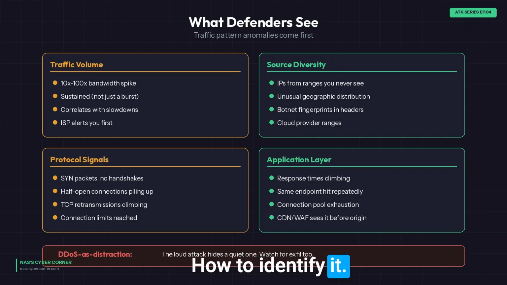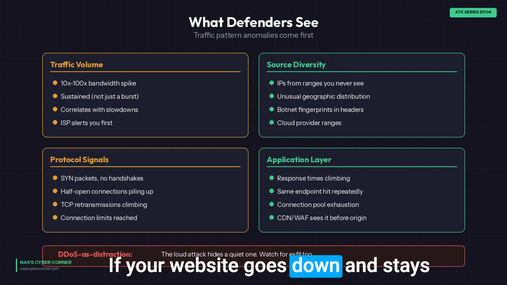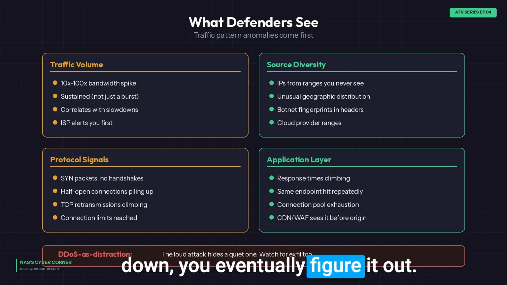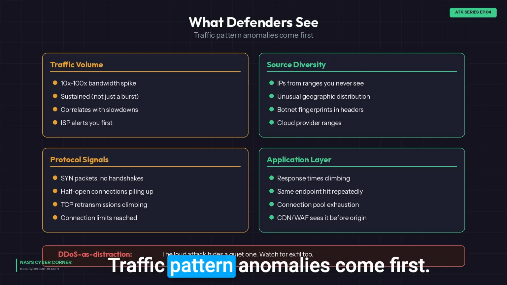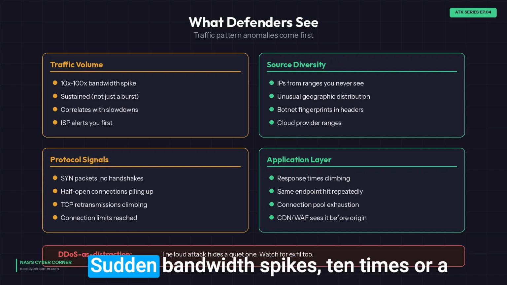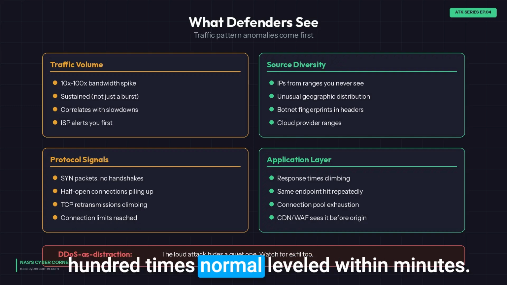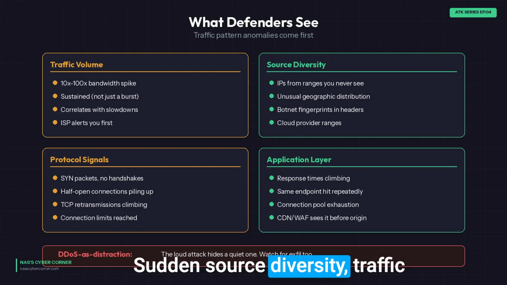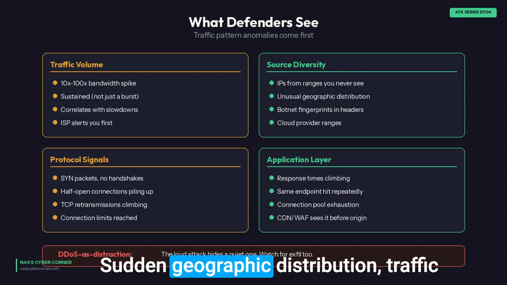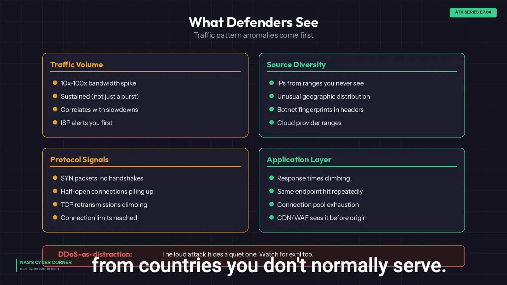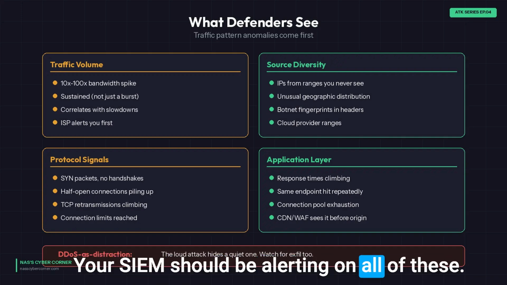How to identify it? If your website goes down and stays down, you eventually figure it out. The goal is faster than that. Traffic pattern anomalies come first. Sudden bandwidth spikes. 10 times or 100 times normal levels within minutes. Sudden source diversity. Traffic from IP ranges you've never seen. Sudden geographic distribution. Traffic from countries you don't normally serve. Your SIEM should be alerting on all of these.